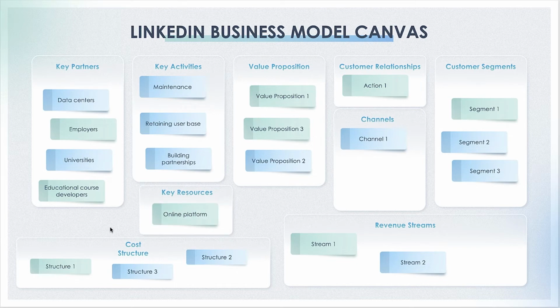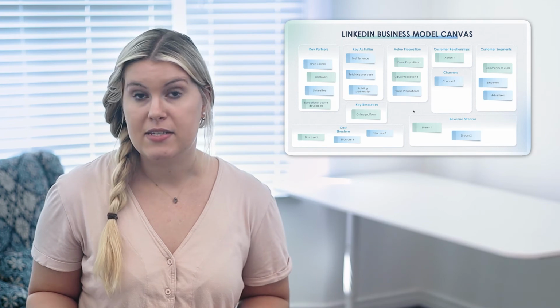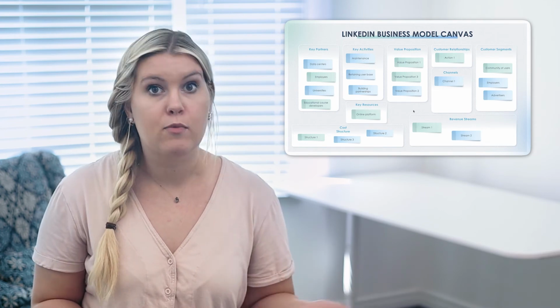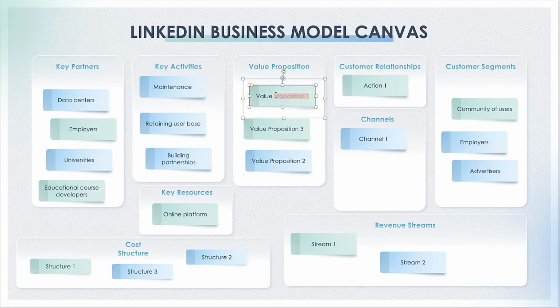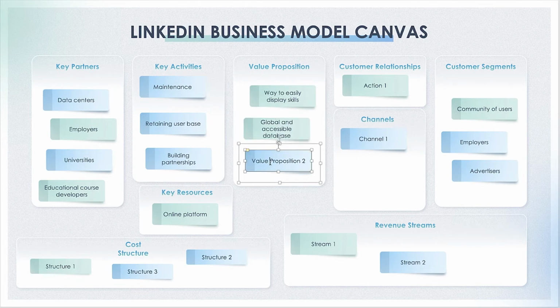LinkedIn has multiple customer segments: its community of users, employers in search of employees, and advertisers. Each of these segments has its own value proposition, which can be displayed on the canvas. For users, the proposition would be a way to easily display their skills to recruiters. For employers, it's a global and accessible database of candidates. For advertisers, it's an engaged audience and measurement tools.